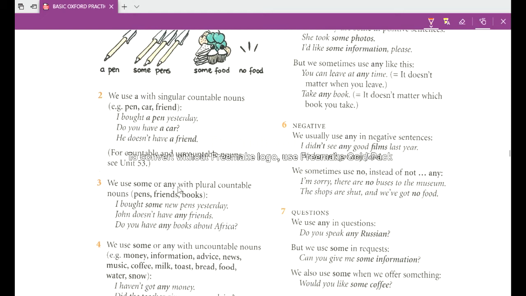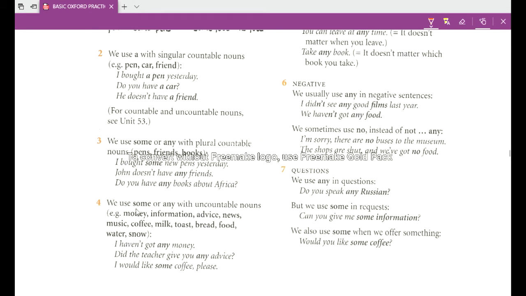We use some or any with plural countable nouns: pens, friends, books. I bought some pens. Remember, some pens, plural. I bought some new pens yesterday. John doesn't have any friends. Okay? Do you have any books about Africa? Can you use some and any with plural countable nouns? And we have here books, plural, friends, plural, pens, plural. So we can use some and any here.